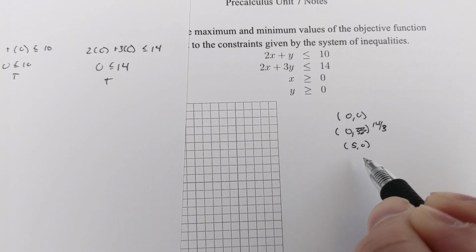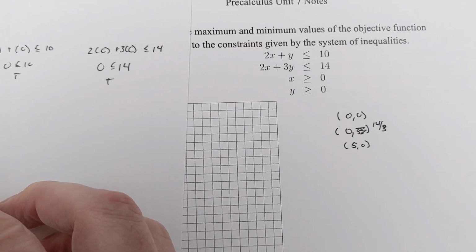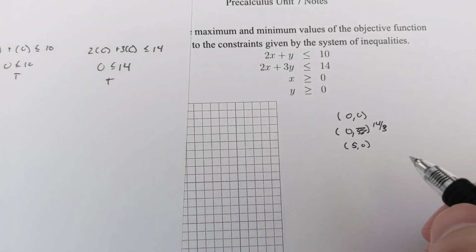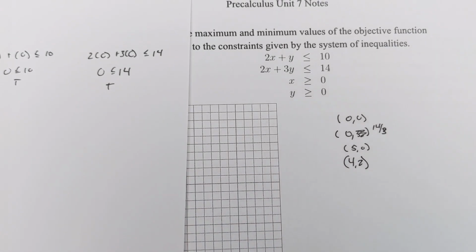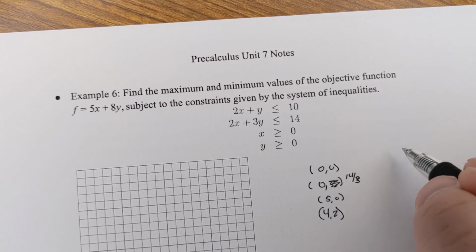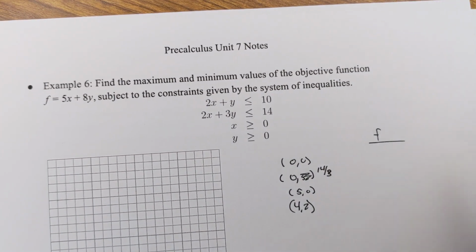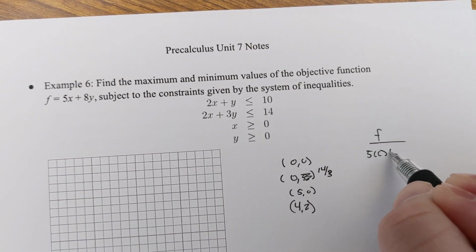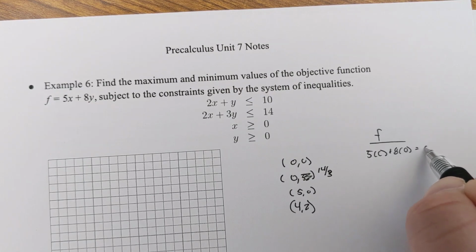5, comma 0. And at 4 over, 2 up. So those are my vertices. So I'm going to plug those into my objective function. So the first one would be 5 times 0 plus 8 times 0, which is just 0.